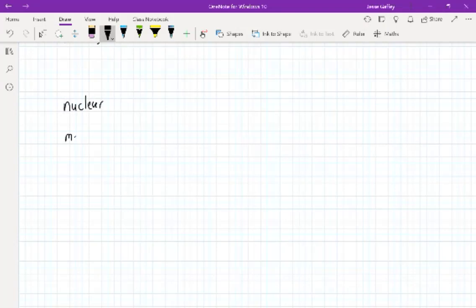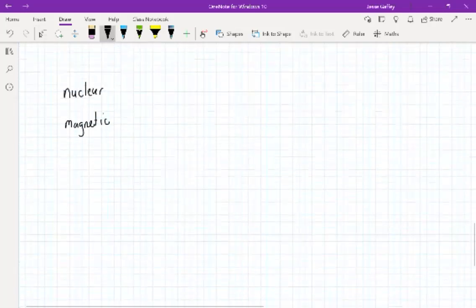Another energy store is the magnetic energy store. And this is the energy involved when magnets pull on other objects. So when something is attracted to a magnet or pushed away from a magnet, we say energy is involved with the magnetic energy store.